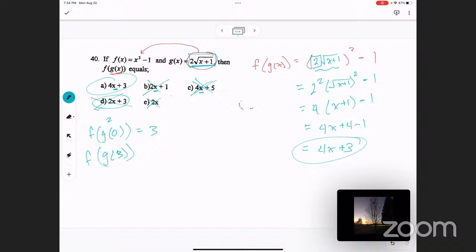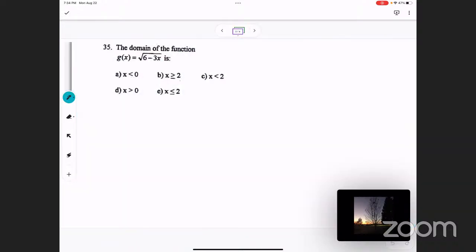But again, that probably wouldn't have been a faster way of doing it, but that is something you could have done. The domain of that function: the way you find the domain of a square root function is you take the inside and you say, what has to be true about 6 minus 3x? If you're taking the square root of it in the real numbers, what has to be true about it? It has to be a positive number, so it has to be greater than or equal to what? 0. And now solve that inequality.